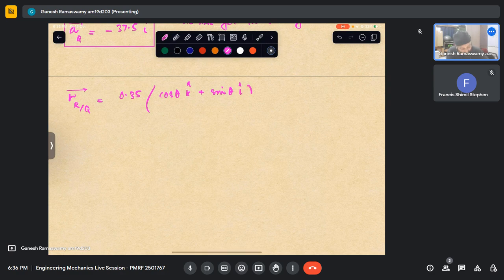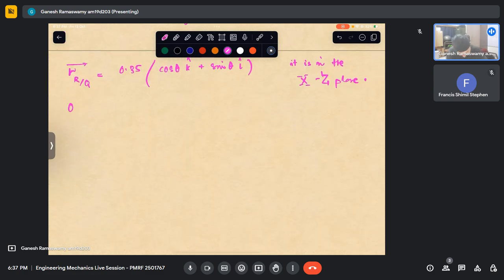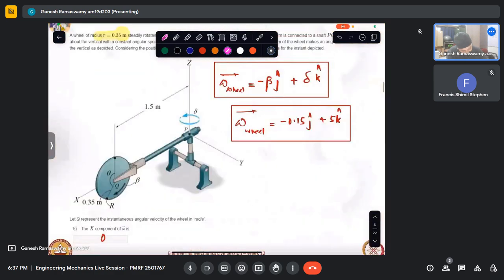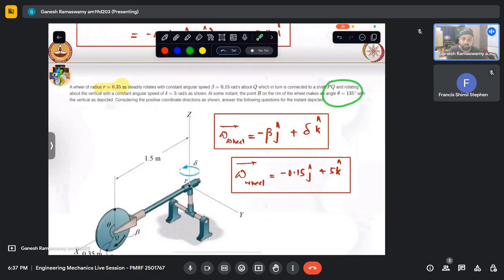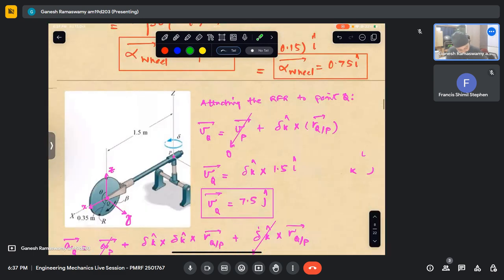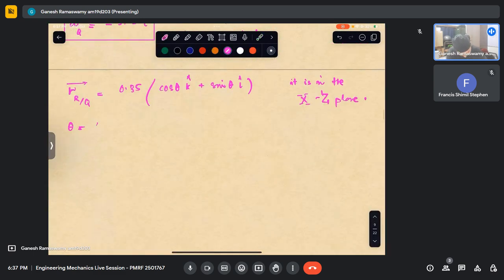This we have to gauge because it is in the xz plane. And what is theta? Theta is given to be 135 degrees in the question. So this means this will be 0.35 cos 135 k cap plus 0.35 sin 135 i.